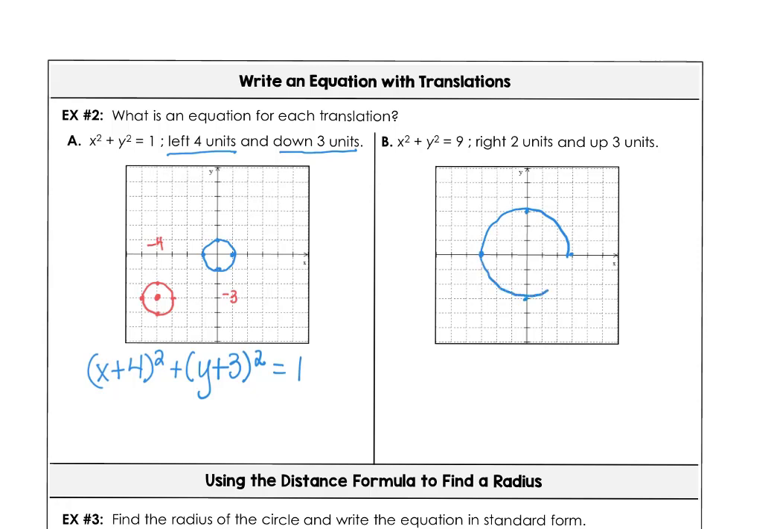We want to move the circle 2 units to the right and 3 units up, so that's going to put the center of our circle at (2, 3). So this is the center. The radius is 3. So it's the same circle, just translated 2 units to the right, 3 units up. And that equation would look like x minus 2 quantity squared plus y minus 3 quantity squared equals 9. So we've moved that circle.